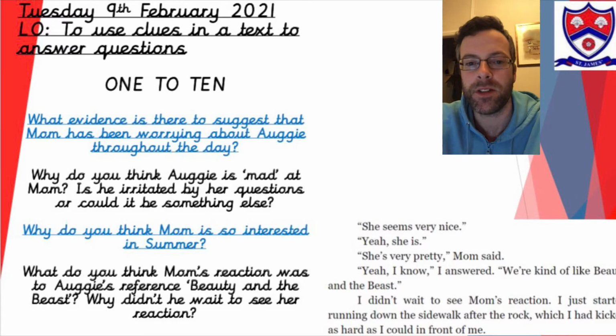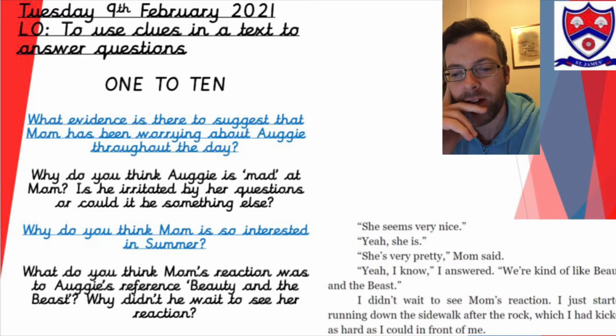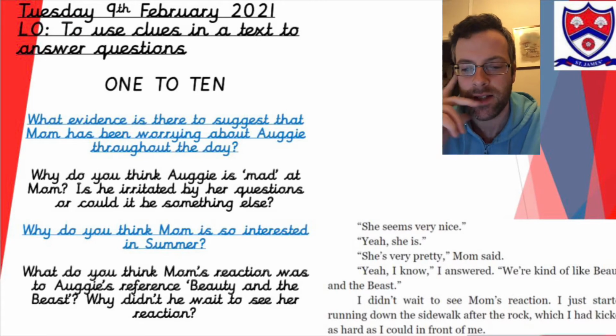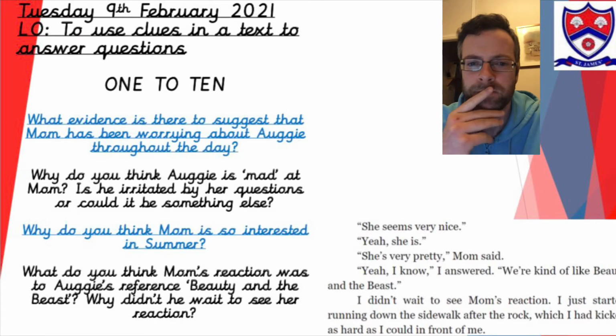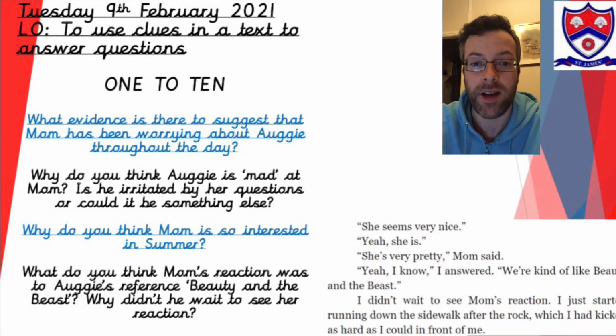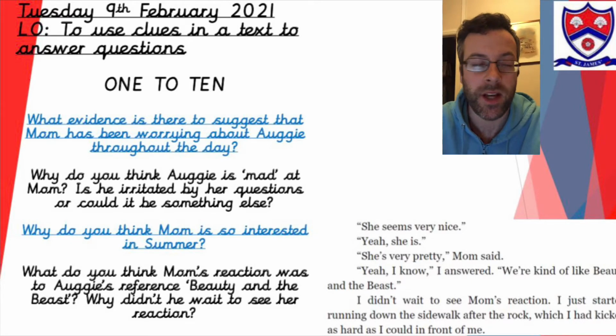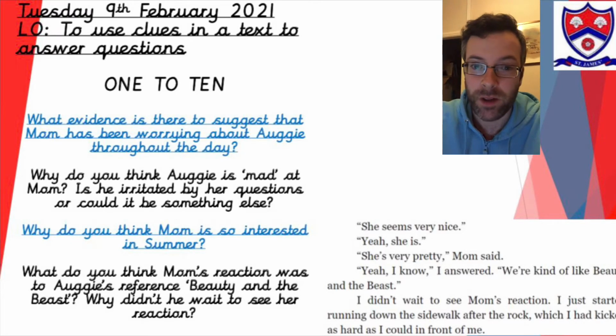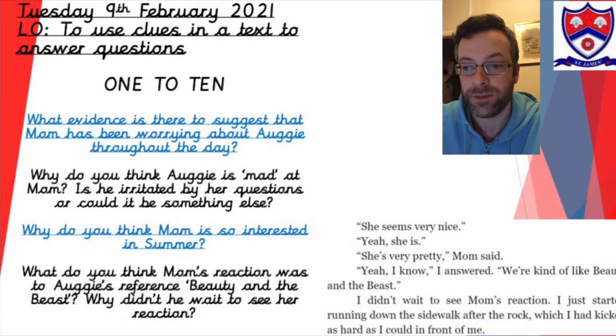I think Mum is so interested in Summer because... And then finally, what do you think Mum's reaction was to Oggy's Beauty and the Beast comment? How do you think she reacted? Why didn't he wait to see her reaction? I imagine she was quite upset. I mean, you're not going to like your own son calling himself a beast, are you? So I imagine she was upset. And I think Oggy probably didn't want to see her upset, so he took off.